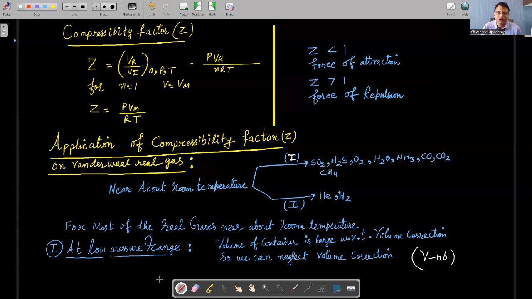Like for us, normal temperature and pressure is 1 atm. If pressure is greater than 1 atm, we'll say high pressure. If it is low, we'll say low pressure. But in case of real gas, it is not the situation.